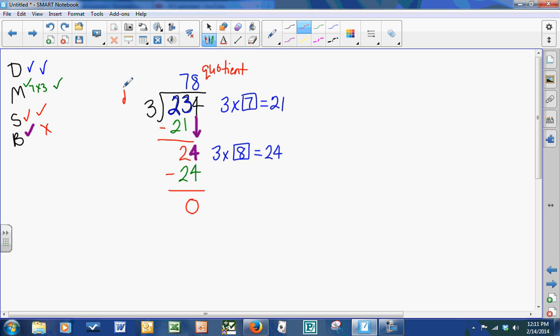Our divisor was 3. And let me clear myself a little path here to write. And our dividend was 234. That's the number that goes inside your division symbol.